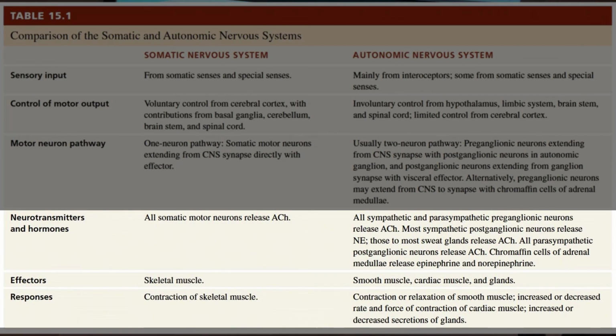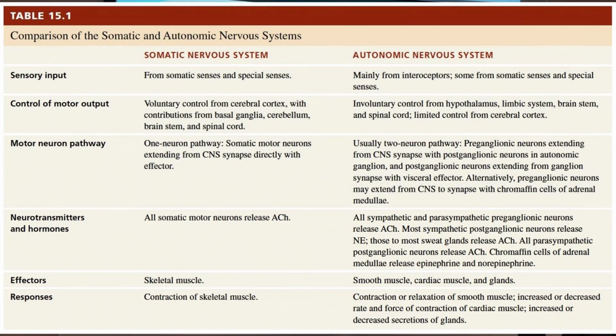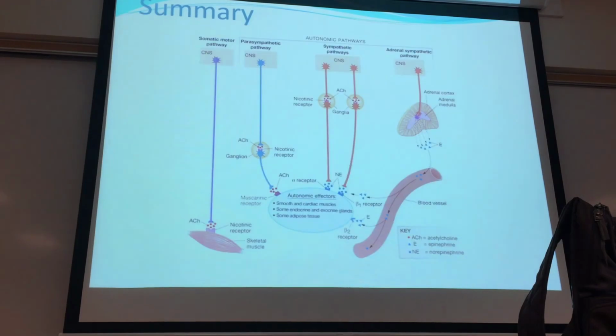So somatic results in contraction of skeletal muscle, and autonomic results not only in contraction, but relaxation of smooth muscles, depending on where those smooth muscles are located, whether in the heart or the digestive system. Some things get turned on, other things get turned off. And then this gives you a visual summary between those, where the somatic pathway is on the left, and the autonomic pathways are on the right. The 2 pathways of which we talked about are the parasympathetic pathway and the sympathetic pathway.